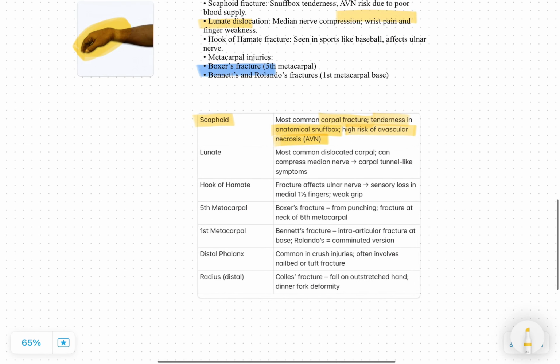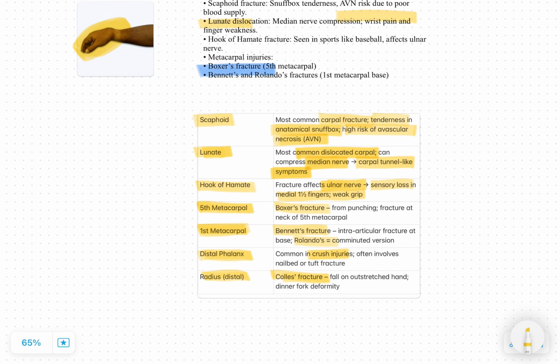So next is lunate. Lunate is the most commonly dislocated carpal bone and it causes median nerve compression, which causes carpal tunnel like symptoms. Hook of hamate, as we see, fracture causes ulnar nerve damage, sensory loss in the medial half and weak grip. 5th metacarpal bone, Boxer's fracture. 1st metacarpal, Bennett's and Rolando. Distal phalanx, commonly seen in crush injuries.